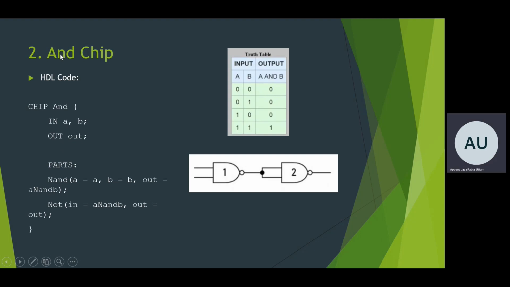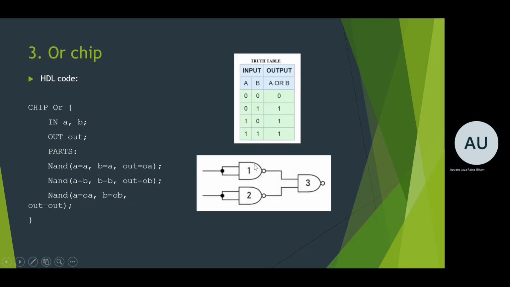In a similar way, for the AND gate, this is the truth table. If we give 0 and 0 as input, we should get 0; 0 and 1, 0; 1 and 0, 0; and 1 and 1, we should get 1. So this is the HDL code for the AND gate. We used a NAND gate to give the output, and then we apply a NOT operation to get the AND gate.